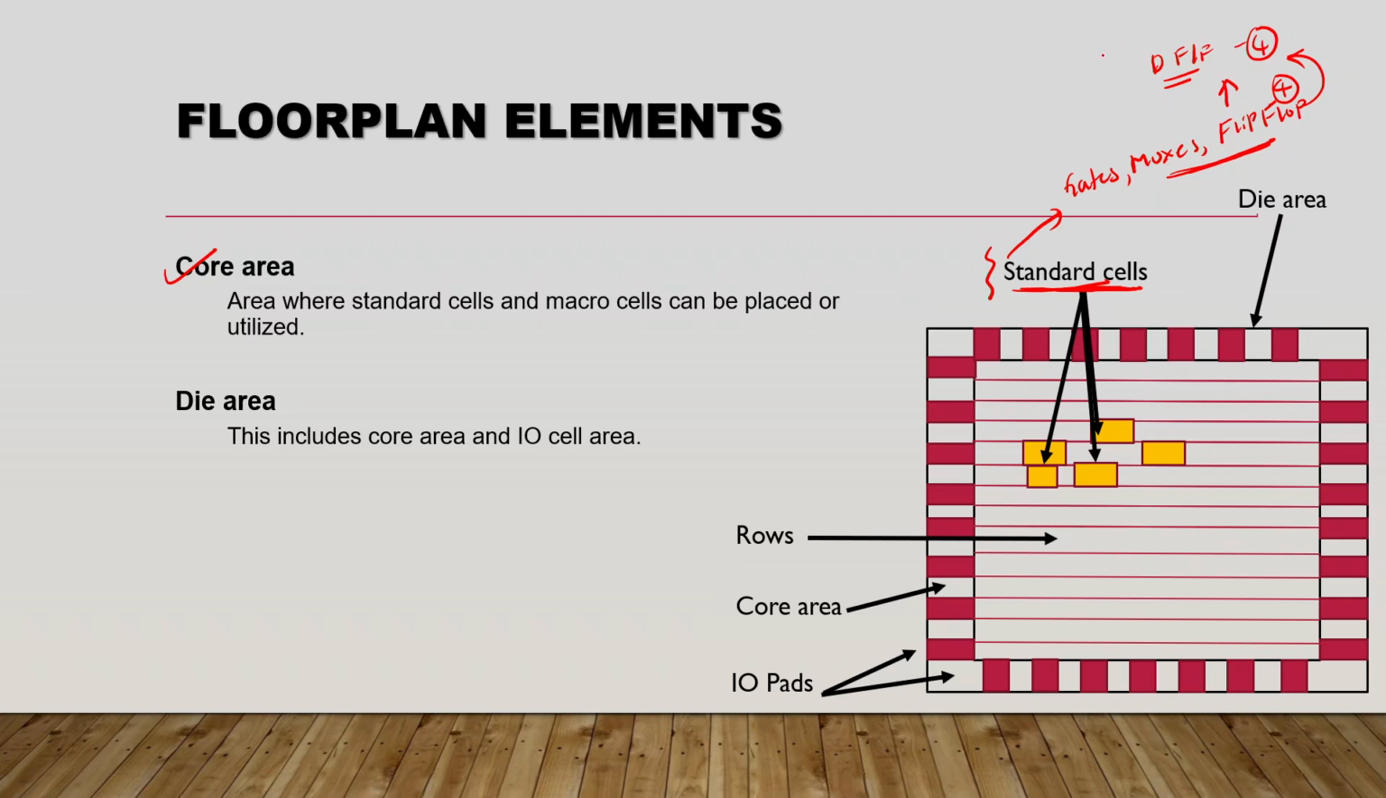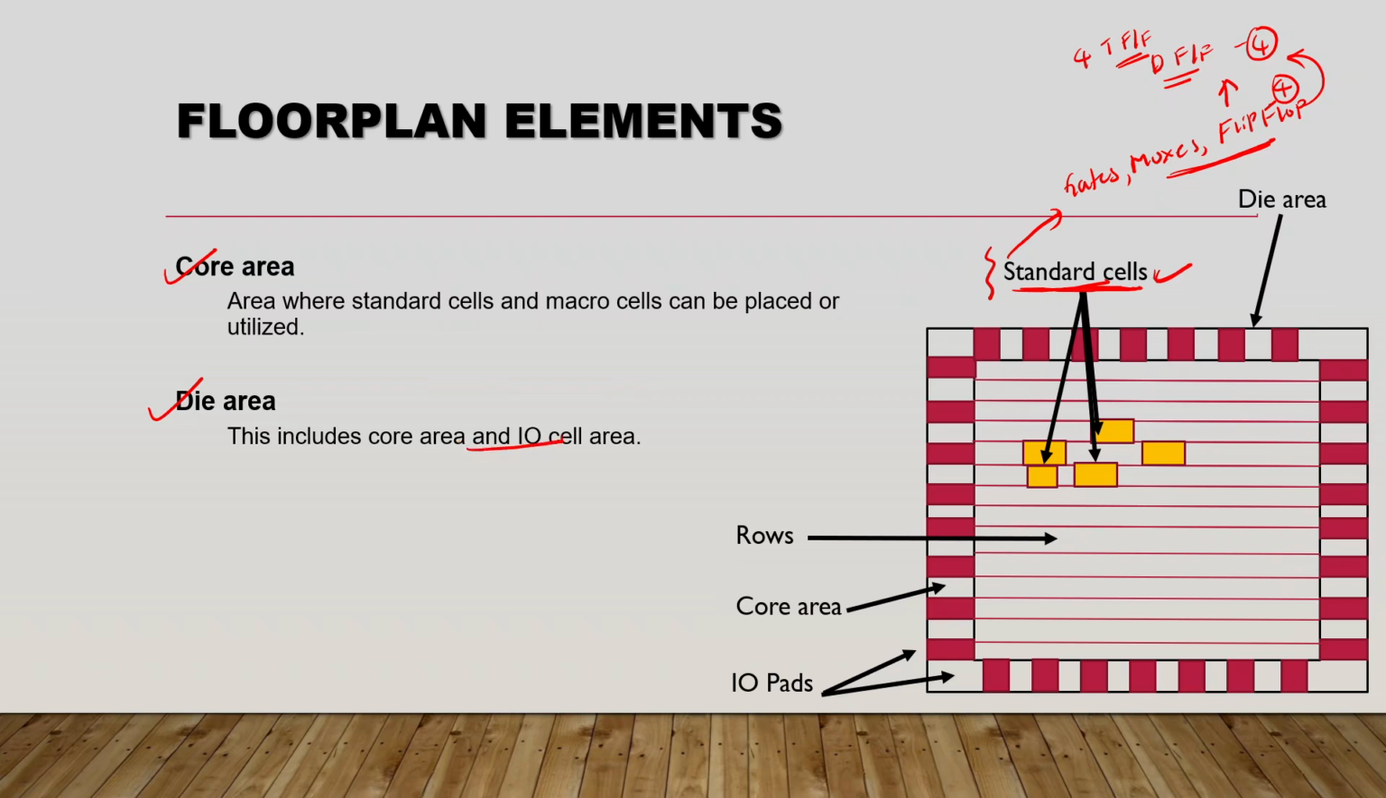And suppose they want to make a counter, so they will take T flip-flops. T flip-flops are already available in the standard cell, so that the design time or design cost or cost of making will decrease. So this is nothing but standard cell. And die area, this includes core area and IO cell.